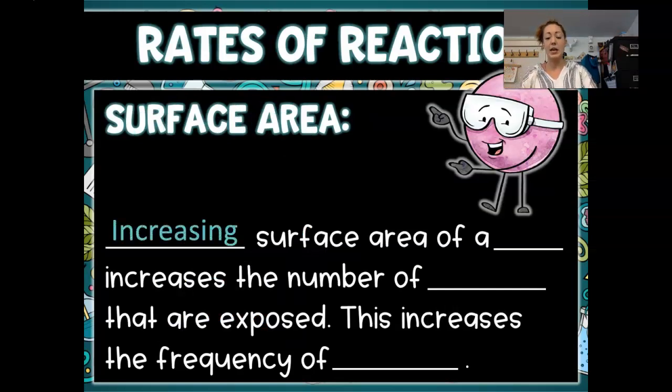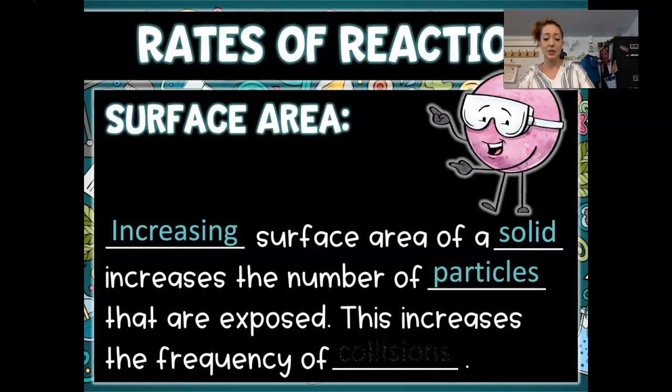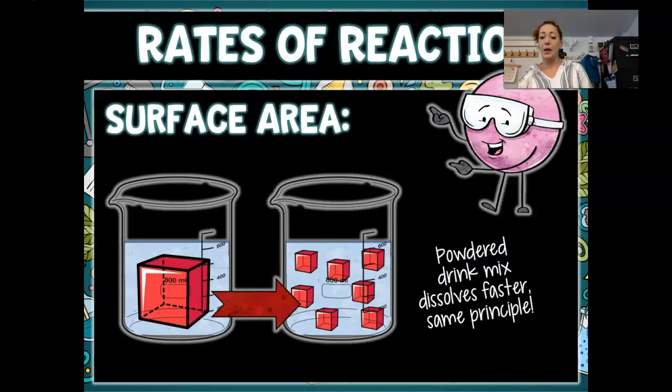All right, surface area. Increasing the surface area of a solid increases the number of particles that are exposed. This increases the frequency of collisions. Oh, I moved that kind of fast, I'm sorry, for you to get those notes. So, a powdered drink mix dissolves faster.